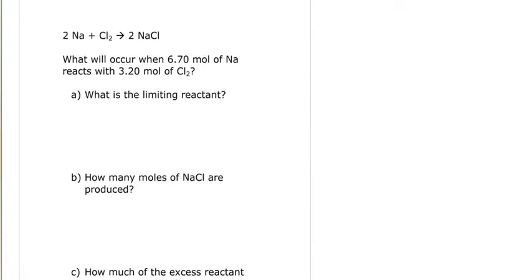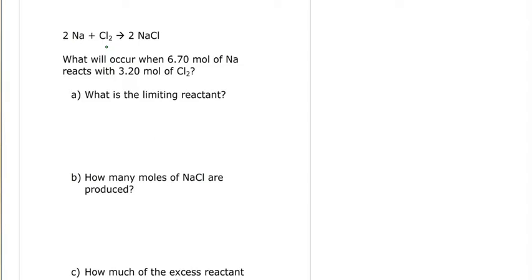Looking at this equation here to make salt, very simple. I'm going to keep these examples very simple so you get the overall idea of what it is about. If you have 2 moles of sodium reacting with 1 mole of chlorine, you can produce 2 moles of sodium chloride. Okay.